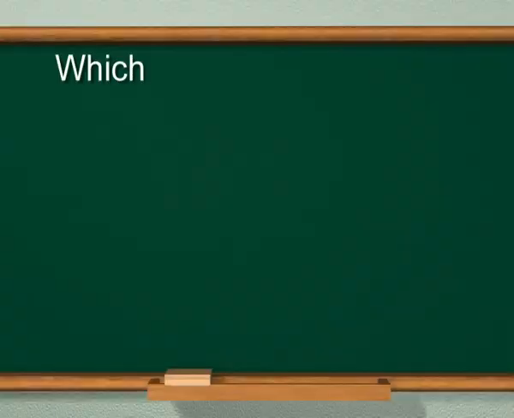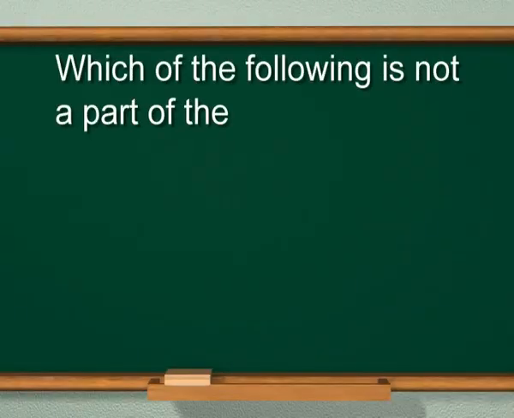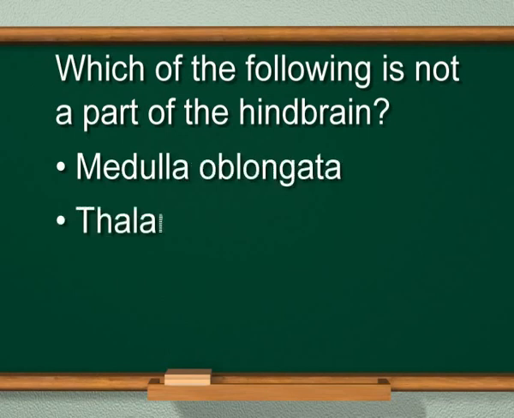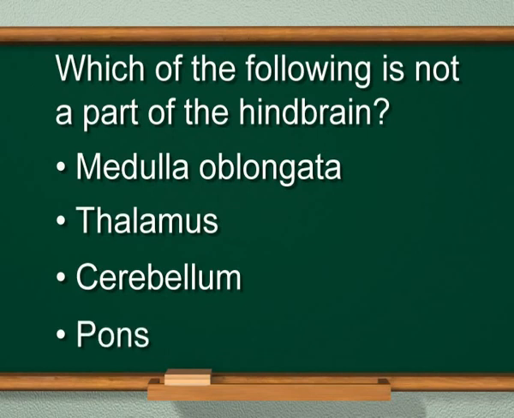Question: which of the following is not a part of the hindbrain? Medulla oblongata, thalamus, cerebellum, or pons? The answer is thalamus is not a structure in the hindbrain. The rest all three are the parts of the hindbrain.